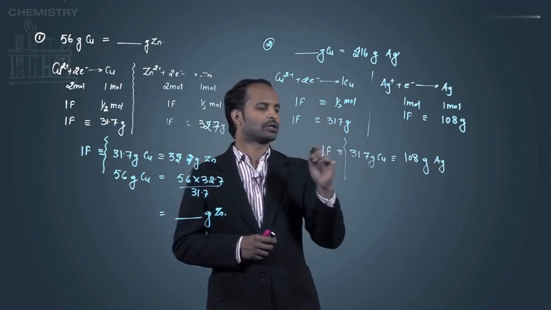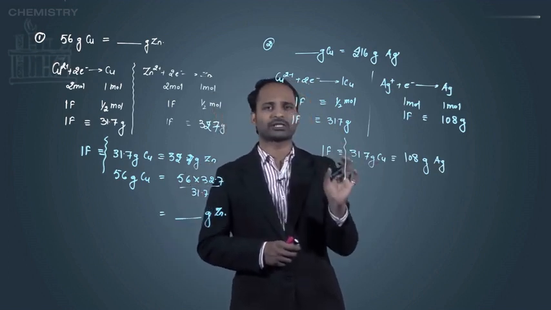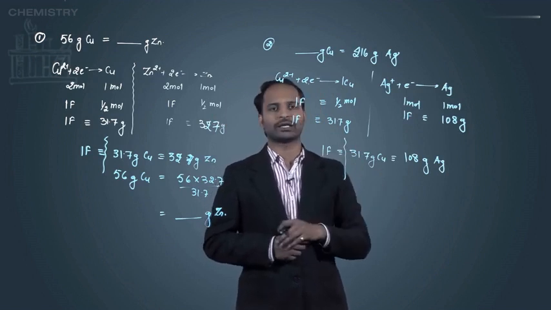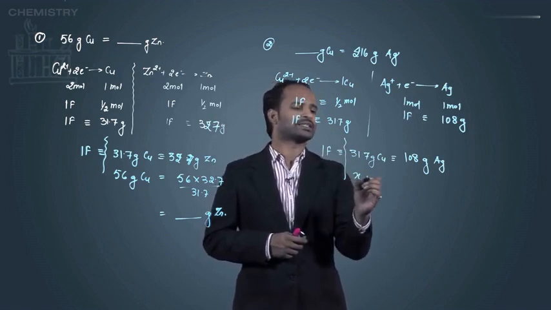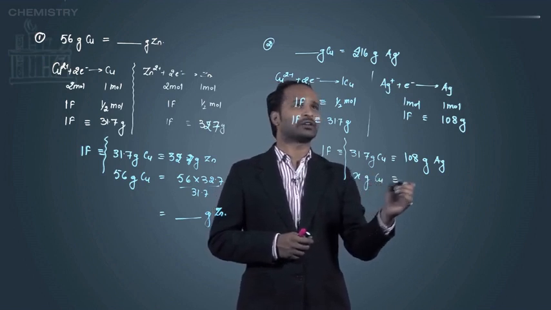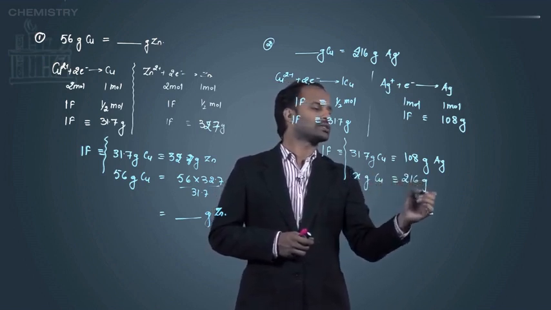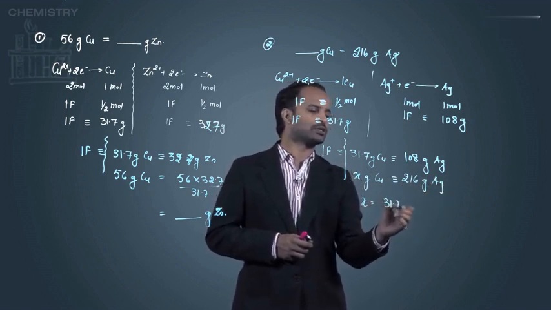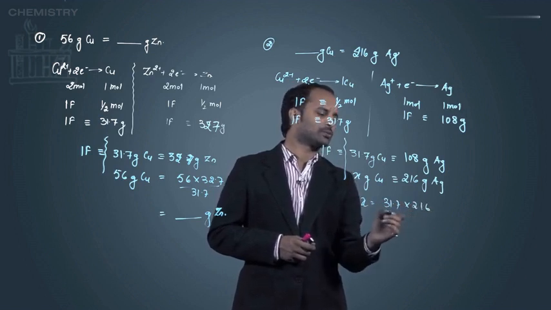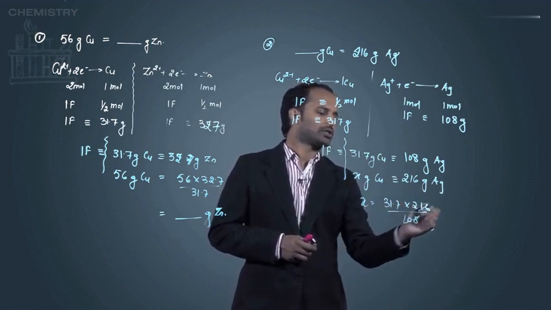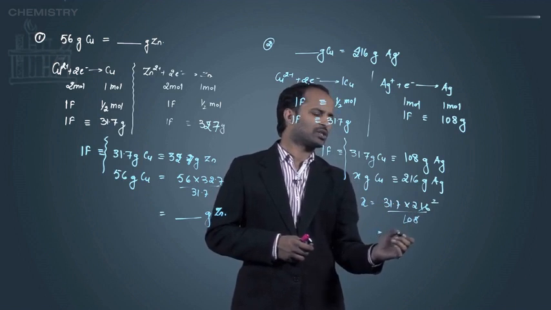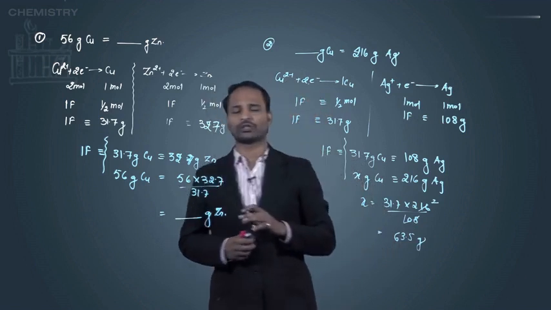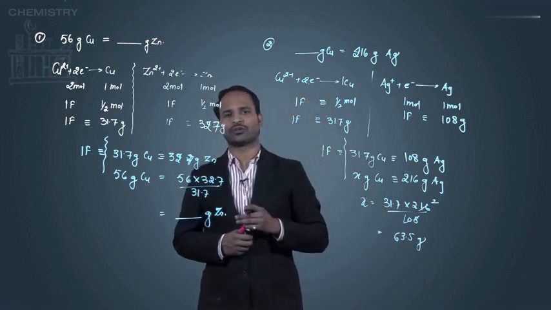Now let us consider only this part. If 31.7 gram of copper is deposited, then due to the same amount of electricity, 108 gram of silver will form. Let x gram of copper be deposited in the first container when 216 grams of silver has been deposited in the second. Cross multiplying, x is equal to 31.7 into 216 upon 108, which is twice 31.7, so it is going to be 63.5 gram of copper. In this manner we can solve the numericals based on the second law of electrolysis.